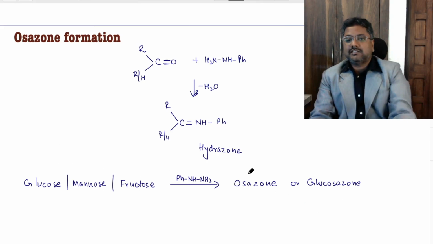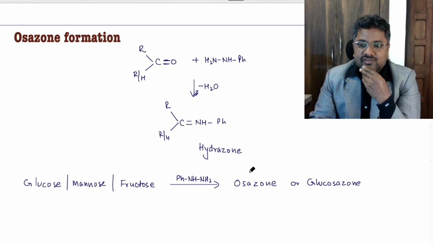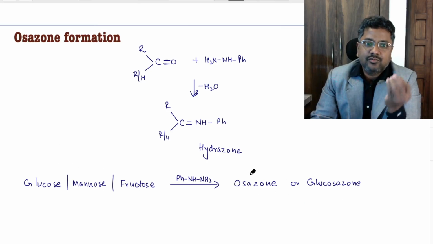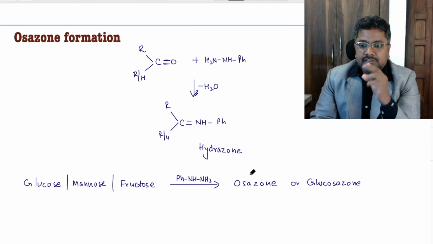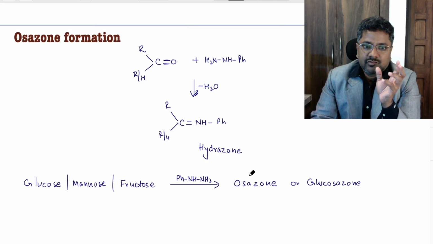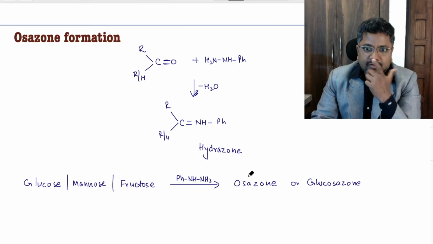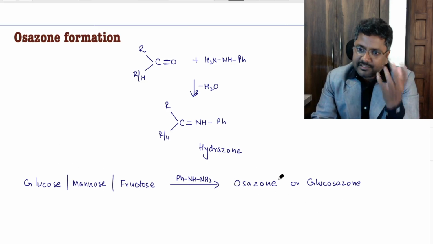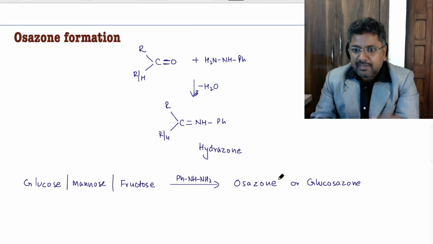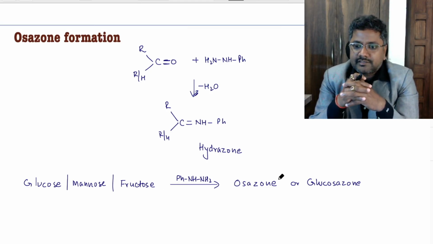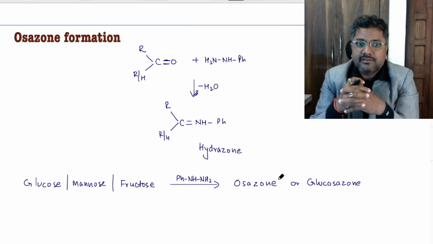So sometimes a question is asked that osazone formation is the best reaction to distinguish between glucose, mannose, and fructose. Means this is a very good reaction through which we can differentiate glucose from mannose, from fructose, right? How is it possible if all three form the same osazone, with the same melting point, same solubility, white needle-like crystals? So how is osazone formation the best reaction to distinguish between glucose, mannose, and fructose?